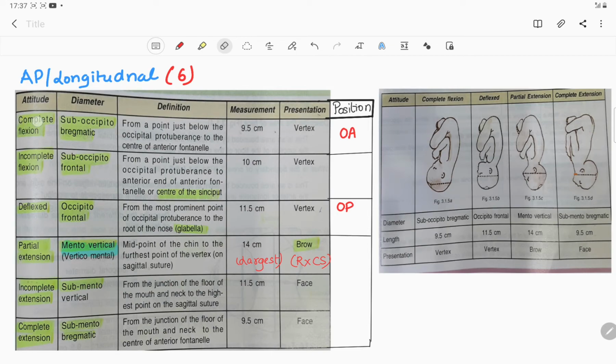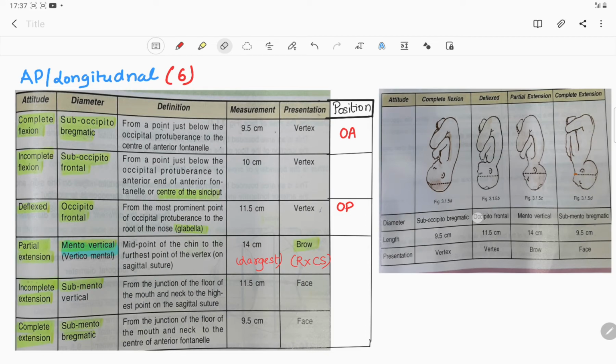If we discuss the complete flexion attitude, the diameter of engagement will be suboccipitobregmatic, meaning a point just below the occipital protuberance to the center of the anterior fontanelle or bregma, measuring 9.5 centimeter. Presentation will be vertex. In incomplete flexion, the engaging diameter will be suboccipitofrontal, meaning a point just below the occipital protuberance to the anterior of the anterior fontanelle, measuring 10 centimeter with the vertex presentation.